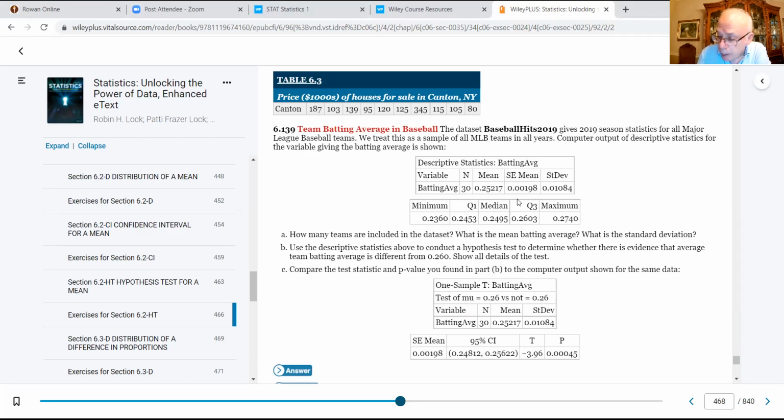Let's actually go to our calculator. And this is going to be a two-tailed test. So let's go to our calculator and do this one. This will be the last thing we do today.